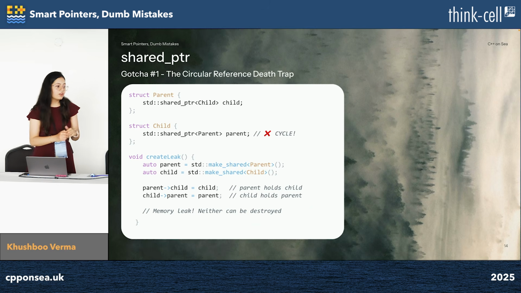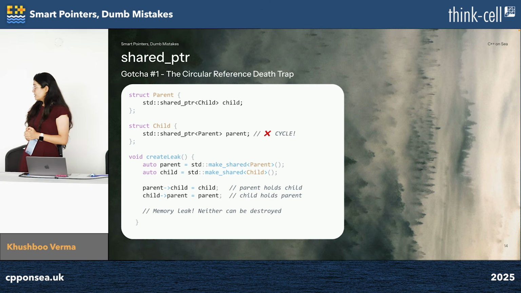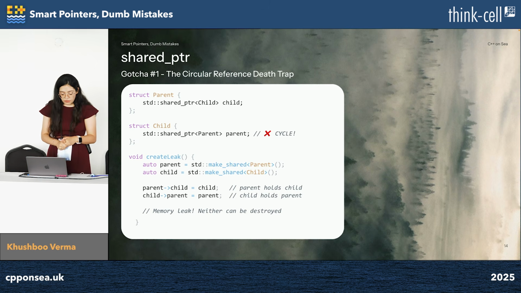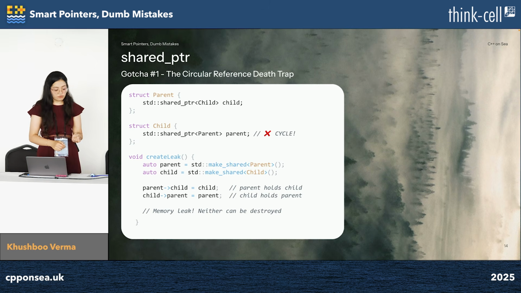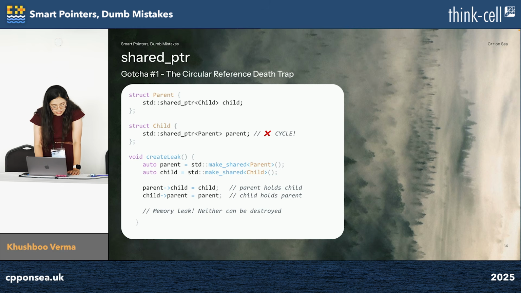There are also a couple of gotchas with shared pointers. When you're using shared pointers in production, there are a few things to keep in mind. The first one is a circular reference. There could be a circular reference death trap where a parent class refers to the child pointer and the child is pointing to the parent. In the example below, you can see that we have a parent structure, and inside it I have a shared pointer pointing to the child. And then I have a child structure and it has a shared pointer pointing to the parent.